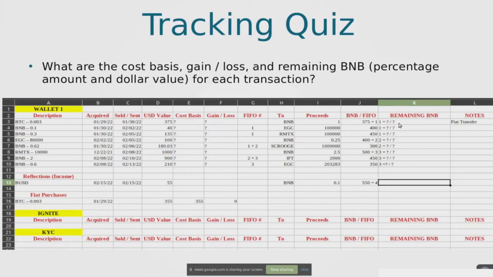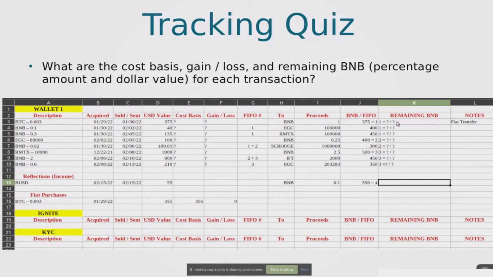I'll show you what this looks like all filled out in a second, and why that's helpful. Going on to the next transaction, let's say I want to buy 0.1 BNB worth of EGC, and 0.1 BNB is worth $40 at that time. My cost basis is 0.1 of the value of that BNB.